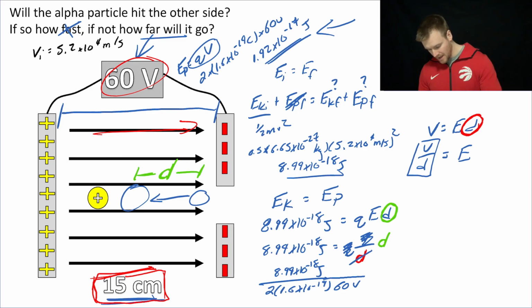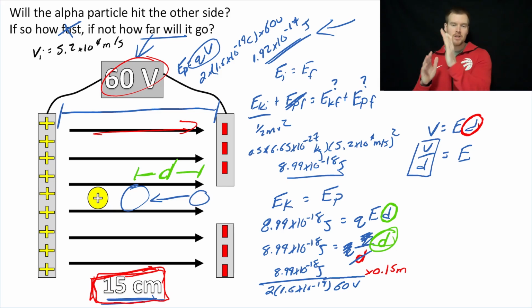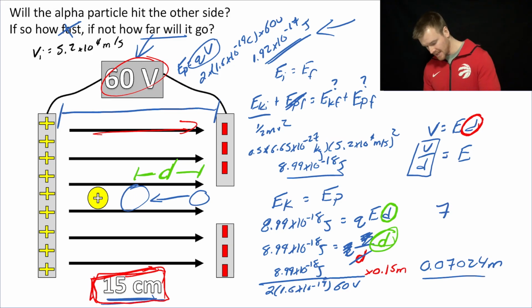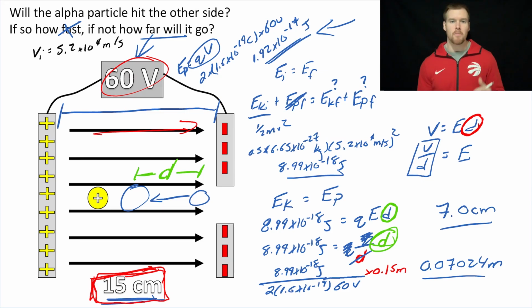Now I'm going to multiply by this D here. Remember, that's the red one. So 15 centimeters, or 0.15 meters. And that should leave us with the green D, or the distance that it's going to move in the plates. And I get an answer of 0.07024. So converting that into centimeters, I multiply by 100, and that's 7.0. I think I only had 2 digits, so 7.0 centimeters here for the answer, which is almost halfway through the plates.